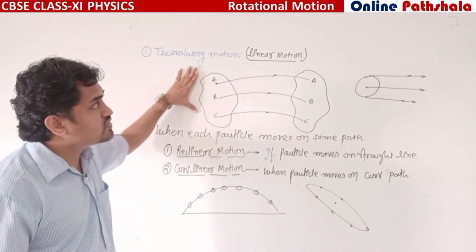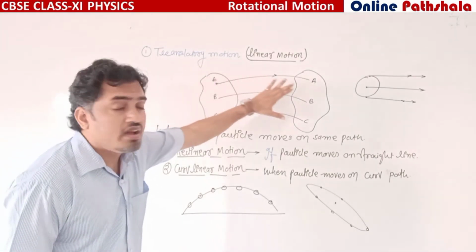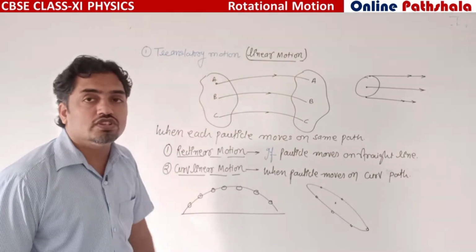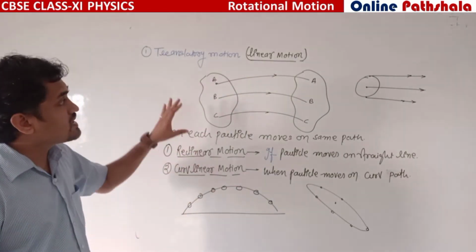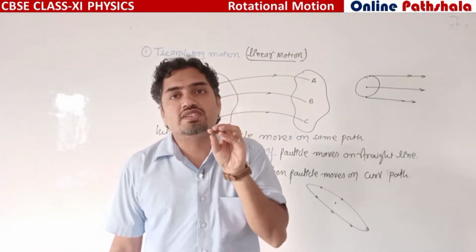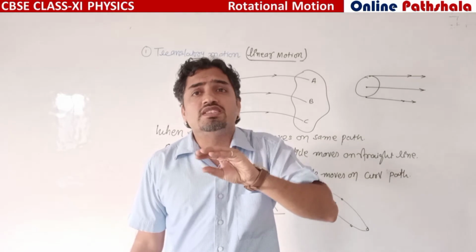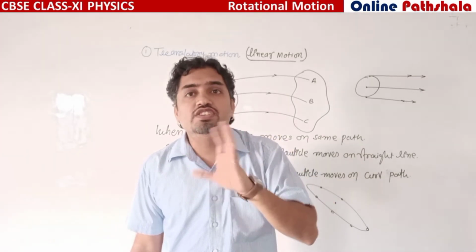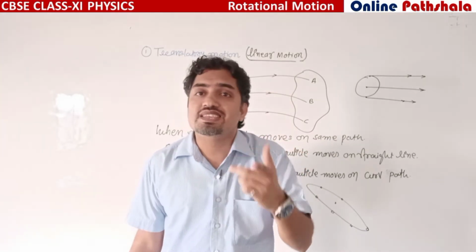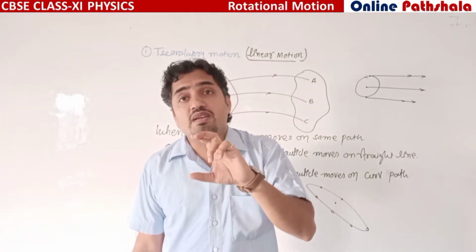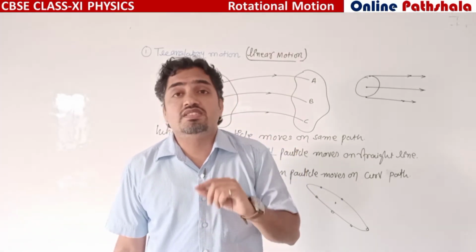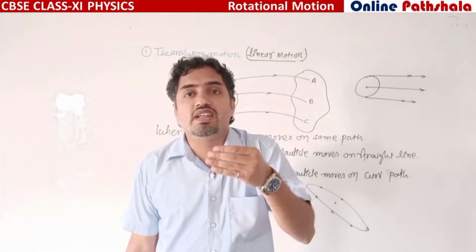So what is translatory motion? In translatory motion, each particle moves on the same path. In translatory motion we consider all the points concentrated on a single point. We will not study the motion of each particle, we will study only a single particle, because each particle is moving on the same shape of path. So it is the center of mass. We consider the whole object concentrated at the point.